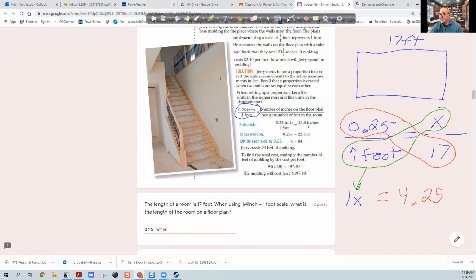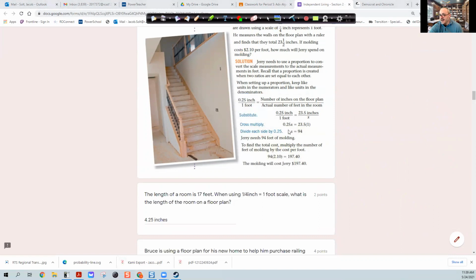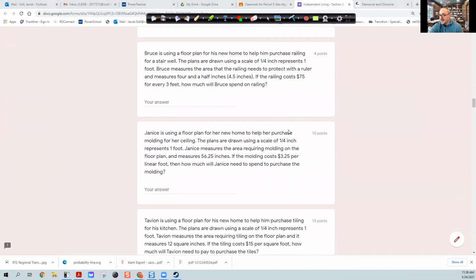All right, I am going to just erase this. And let me just talk about the rest of them, and then I will let you go to it. Let's see, we have Bruce using a floor plan for his new home to help him purchase a railing for a stairwell. The plans are drawn using a scale of 1/4 inch represents 1 foot. Bruce measures the area the railing needs to protect with a ruler and measures 4.5 inches.